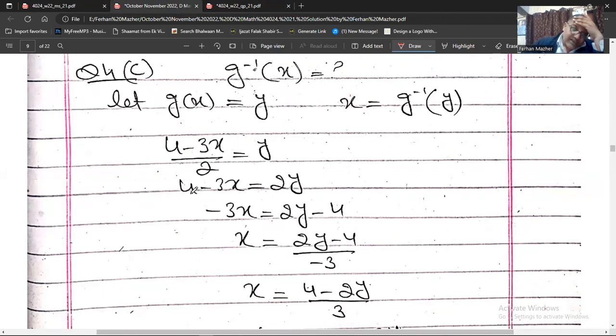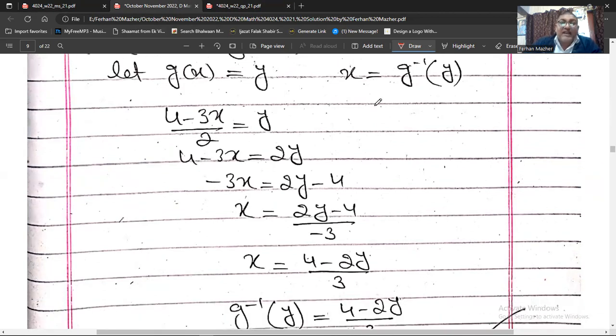So that is 4 minus 3x divided by 2 is equal to y. I will make x the subject. So 4 minus 3x is equal to 2y. Minus 3x is equal to 2y minus 4. So x will be equal to 2y minus 4, the whole thing divided by minus 3. When you give this minus upstairs, you will have x is equal to 4 minus 2y divided by 3.